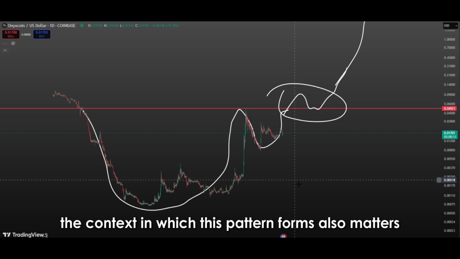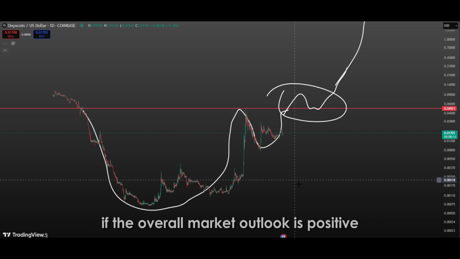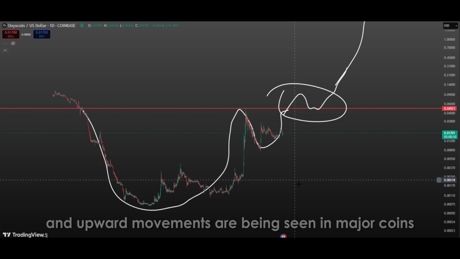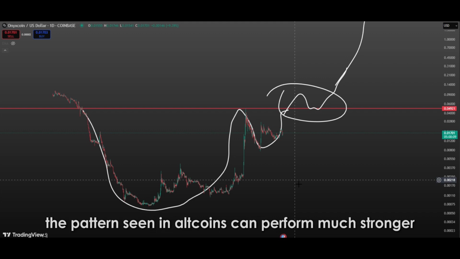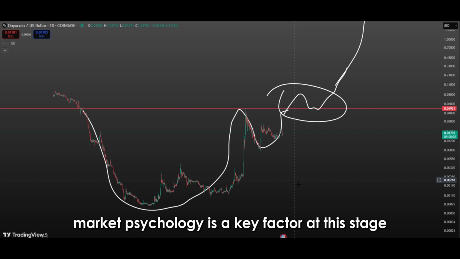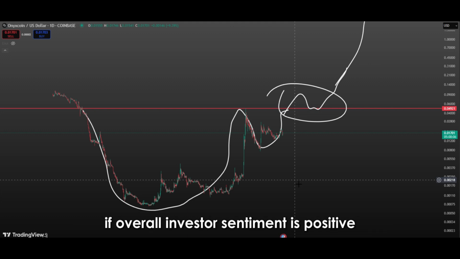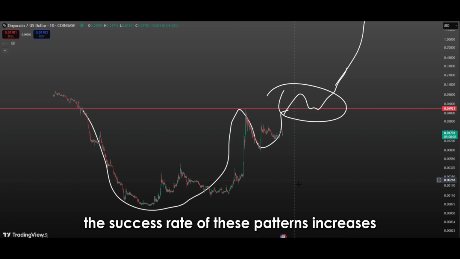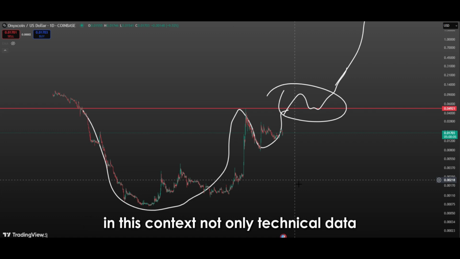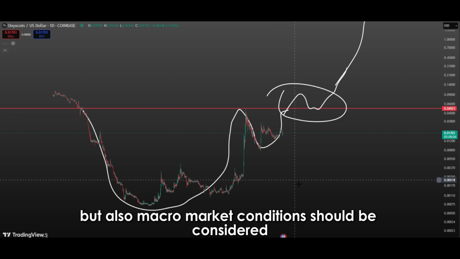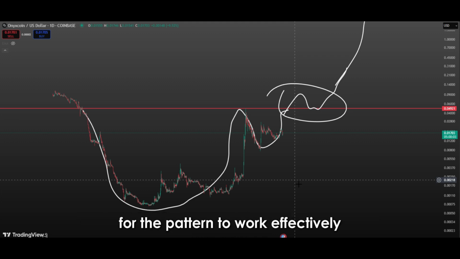Furthermore, the context in which this pattern forms also matters. If the overall market outlook is positive and upward movements are being seen in major coins like Bitcoin and Ethereum, the patterns seen in altcoins can perform much stronger. Market psychology is a key factor at this stage. If overall investor sentiment is positive, the success rate of these patterns increases. In this context, not only technical data, but also macro market conditions should be considered for the pattern to work effectively.